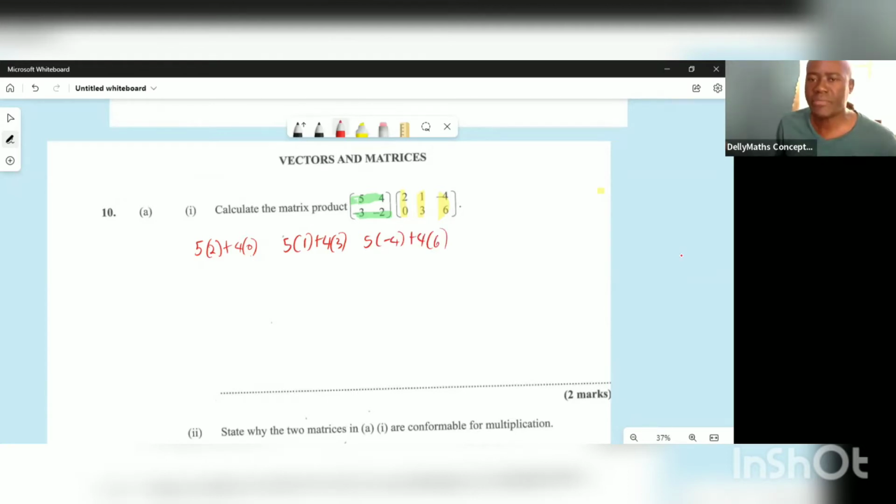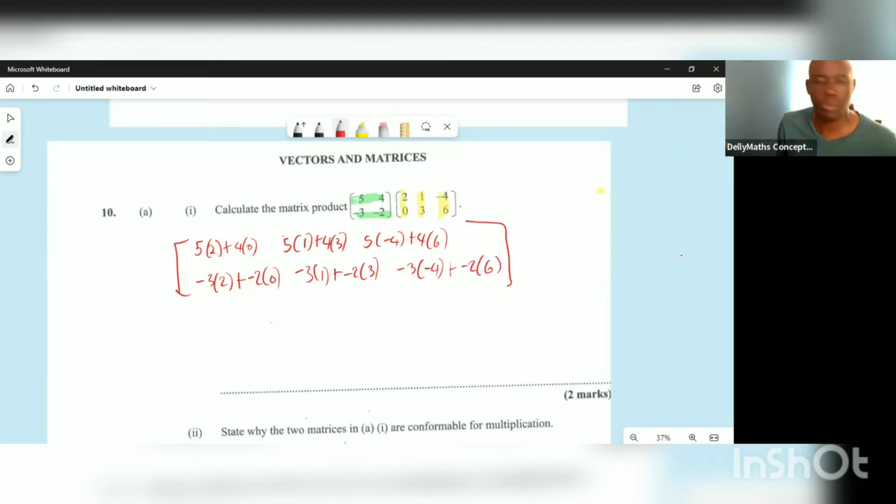The first row is finished. So I'm going to use the second row. -3 times 2 plus -2 times 0. Go again. -3 times 1 plus -2 times 3. Lastly, -3 times -4 plus -2 times 6. And we will have those.